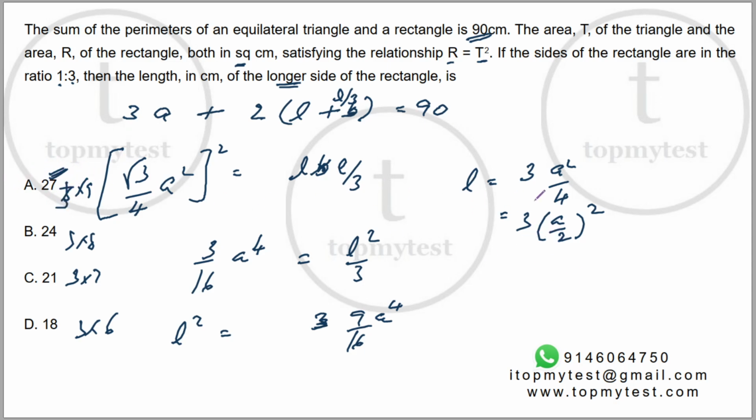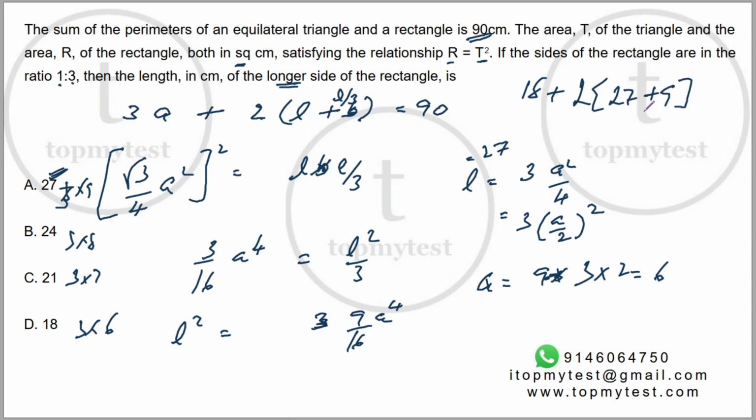So let's try this. So if I say L is equal to 27, then what will be the value of A? A should be equal to 27 by 3 is 9. 9 square root will be 3. 3 into 2 will be equal to 6. A will be equal to 6. Now, let's see if this satisfies the original relationship. The other relationship is 3 into 6 is 18 plus twice of 27 plus 27 by 3, which is equal to 9. 27 plus 9 is 36. 36 into 2 is 72. 72 plus 18 equals 90. I hit jackpot. Job done.